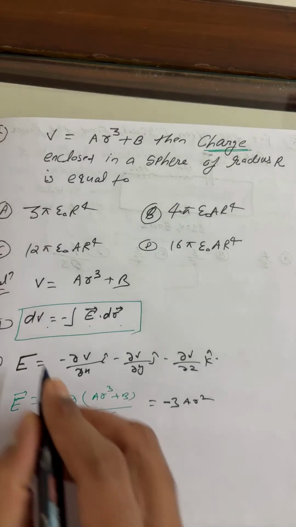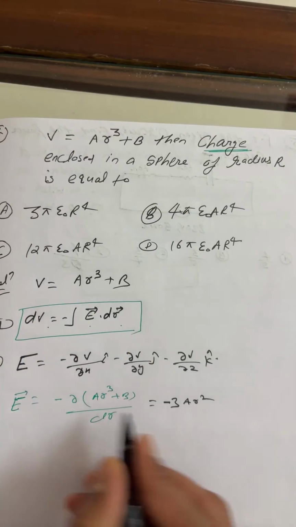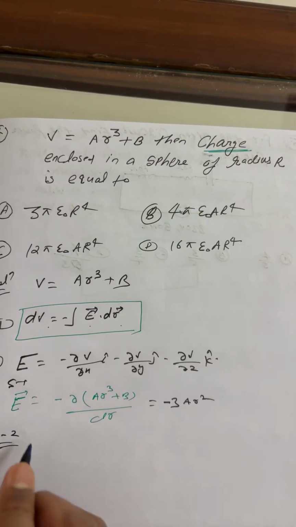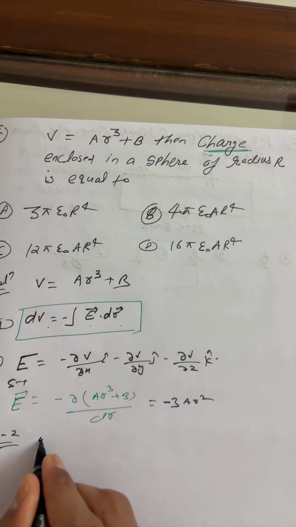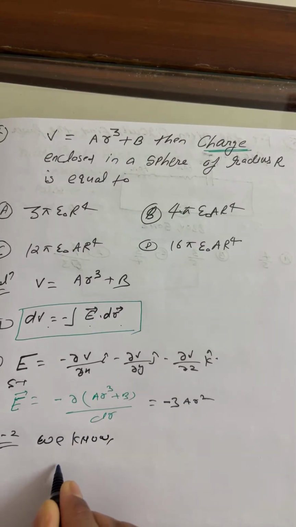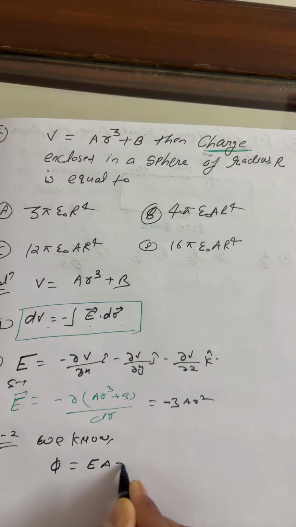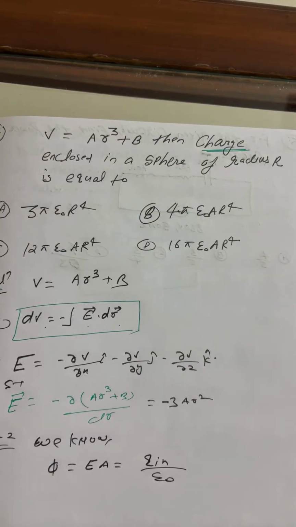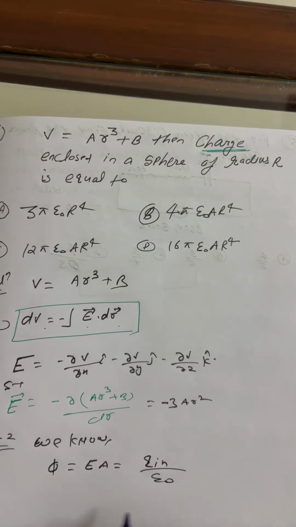Use the beta concept. This is for this question, step one. Now, this is step two. Here I'm going to use what we know: flux is equal to E into A, and this is Q enclosed by epsilon naught.